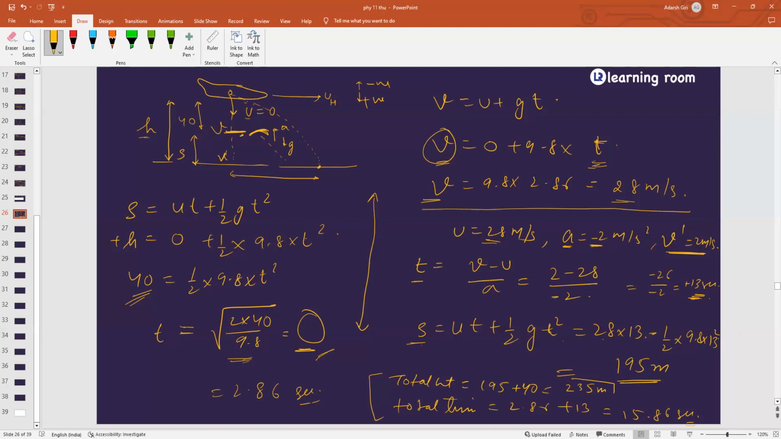Initial velocity after opening the parachute was 28 meter per second, and time is 13 seconds. So we calculated the total distance traveled after opening of the parachute, that is 195 meters. Understood? And we added it with the distance before the parachute. Understood or not? Yes, sir. So this distance we added with the distance that he had traveled without parachute. So total distance was this plus this, that is 235. Total time was 2.86 plus 13.